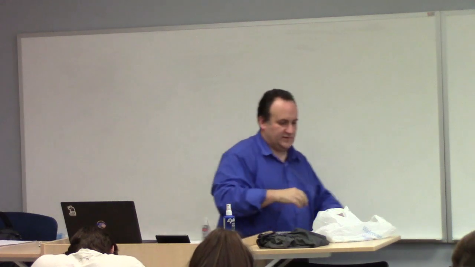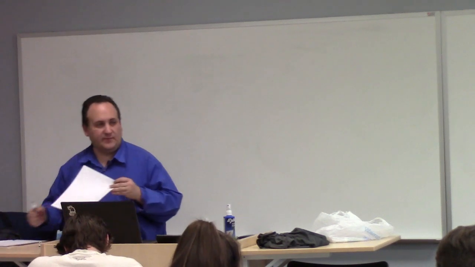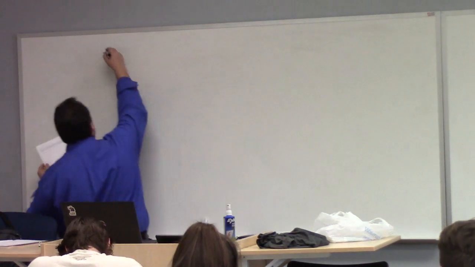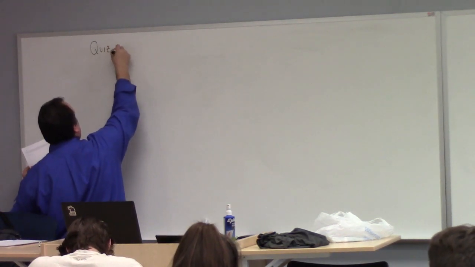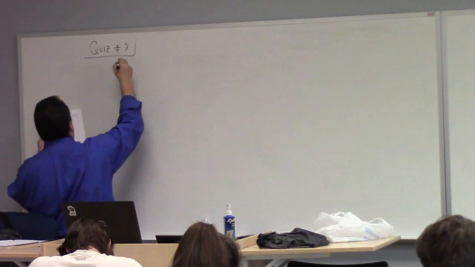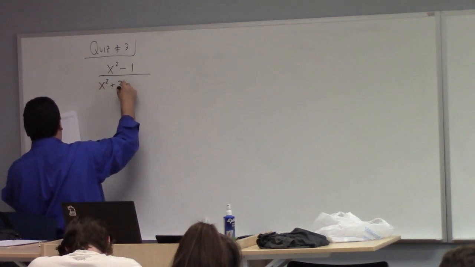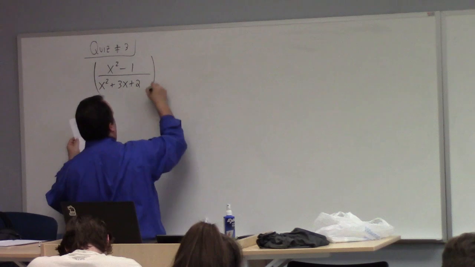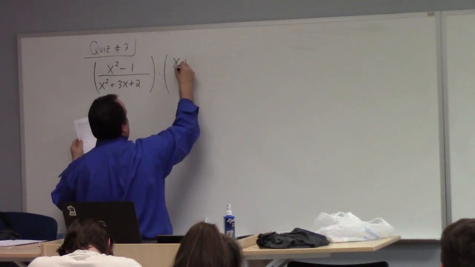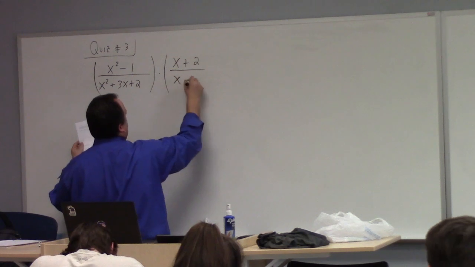I have a request for a problem I just put on the quiz, to see the solution of it. It's the Top Hat. Which problem do you want me to solve? Number 3. So quiz number 3. We had x squared minus 1 over x squared plus 3x plus 2 times x plus 2 over x minus 1.